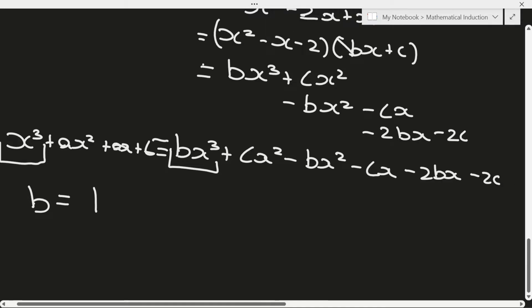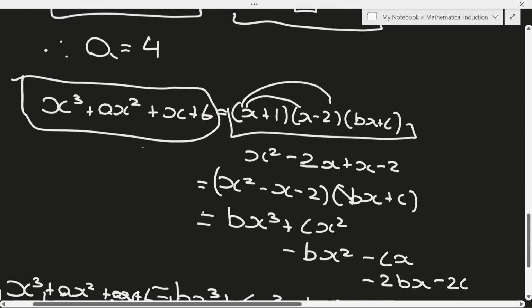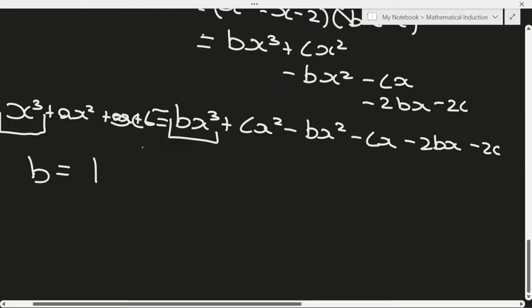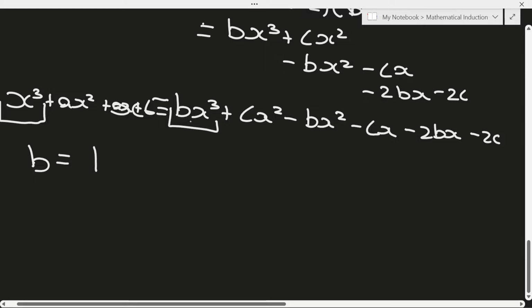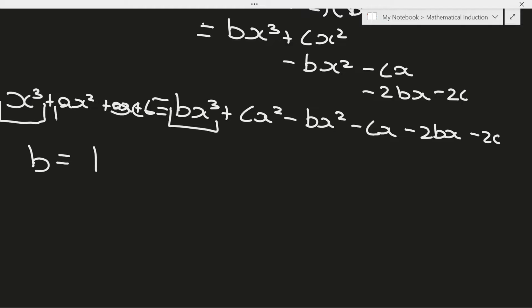Oh, I'm sorry. I had ax here, but that should just be x. But you get the idea. So b is equal to 1. And now what we need to find out is the value of ax. But right now it's seeming relatively complicated, right? But here's the easy part.